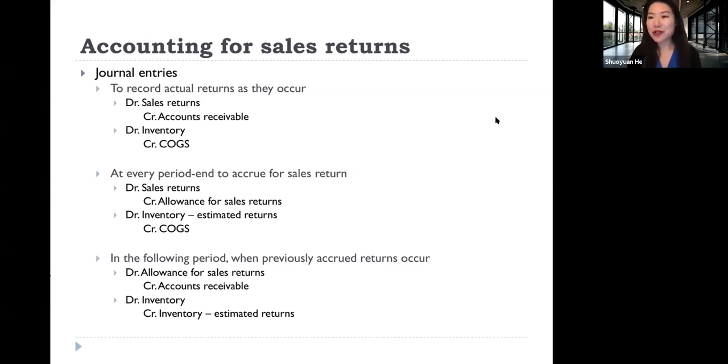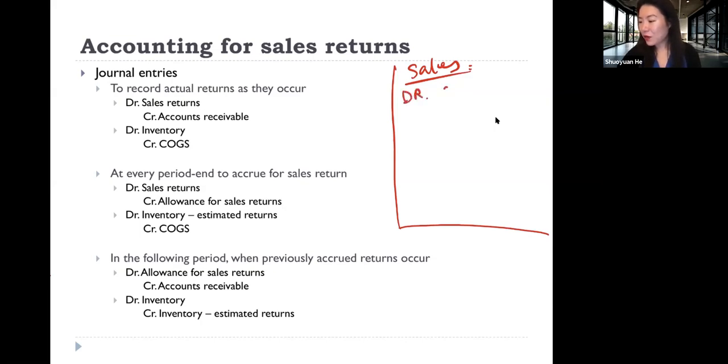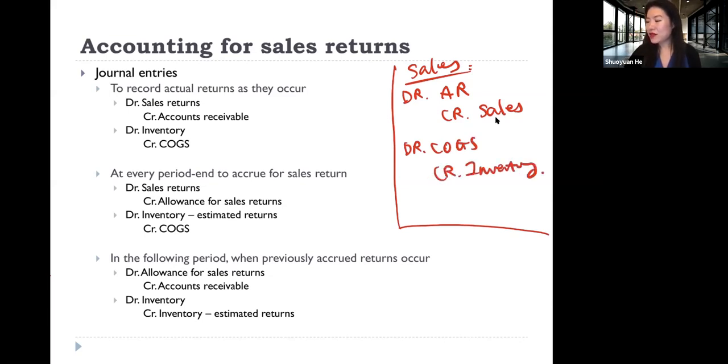We have just talked about the trade discount and the cash discount. Now let's look at sales return. Before we begin to talk about sales return, do you remember what journal entries we make when there's a credit sale? We debit accounts receivable, credit sales revenue, and we debit cost of goods sold, credit inventory. This is the journal entry we make when we make a sale.